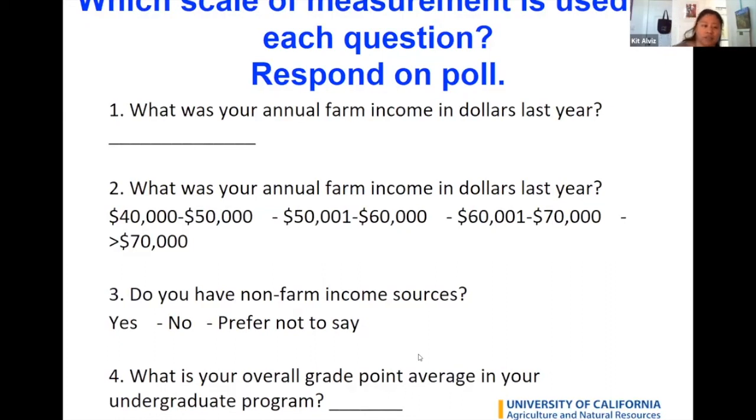The first one is, what was your annual farm income in dollars last year? The second one is, what was your annual farm income in dollars last year with a scale that people can respond to, or closed-ended responses that they can respond to. The third one is, do you have any non-farm income sources? Yes, no, or prefer not to say. And the fourth is, what is your overall grade point average in your undergraduate program?